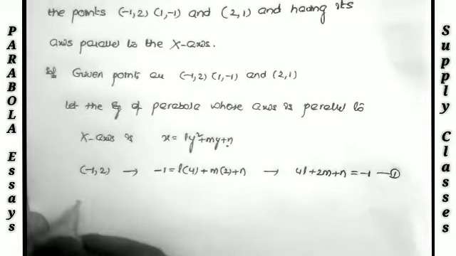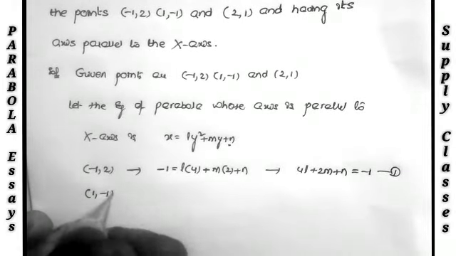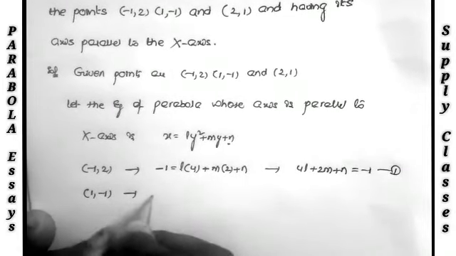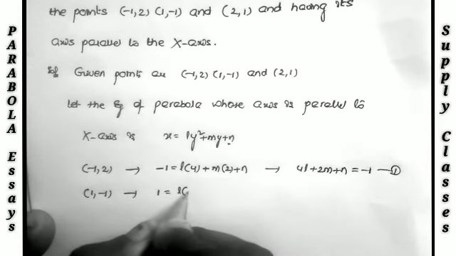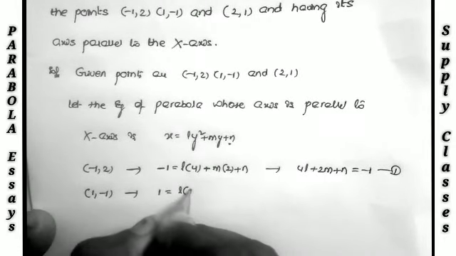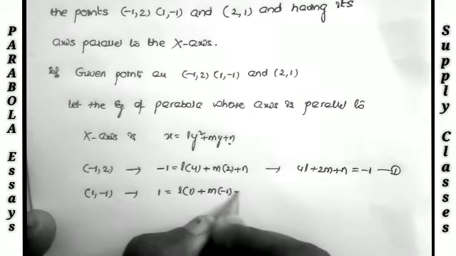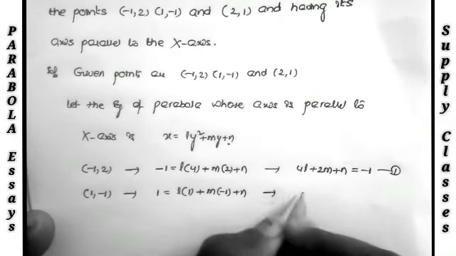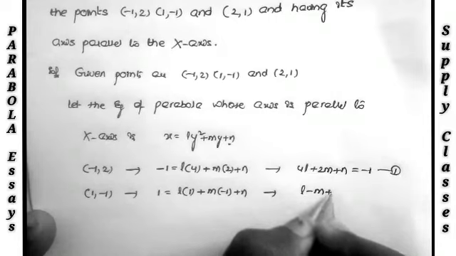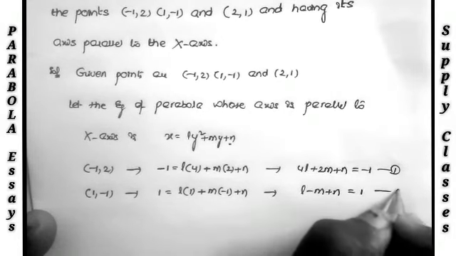Okay, now substituting the second point, that is 1 comma minus 1. Here x equals 1, so this is l into minus 1 whole squared. Minus 1 whole squared is 1, plus m into y equals minus 1, plus n, which implies l minus m plus n equals 1. This is the second equation.